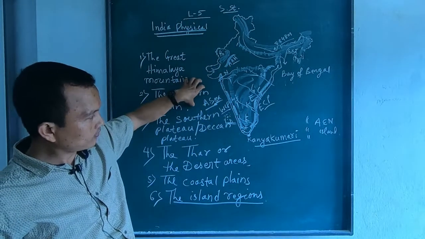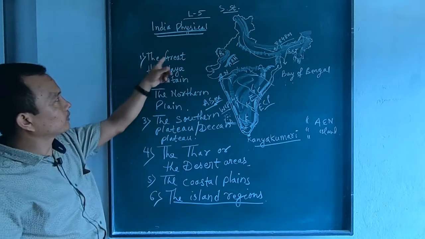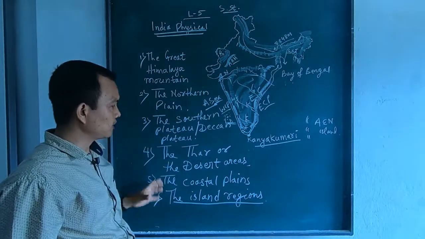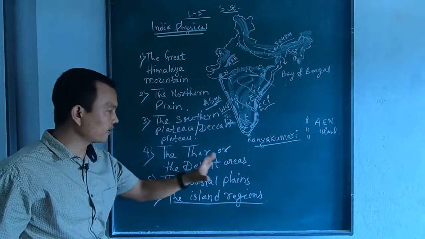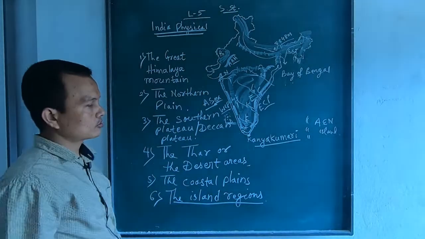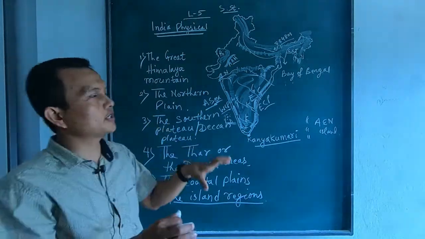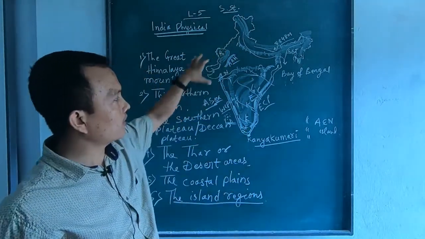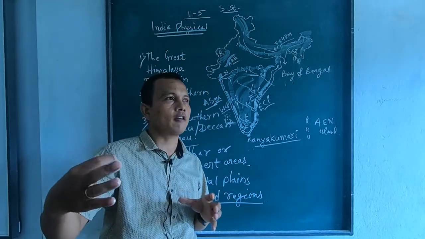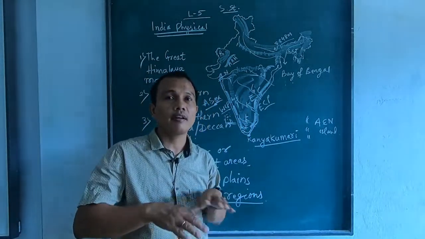So as of now, try to remember these few points which I have mentioned: the Great Himalaya Mountains, the Northern Plain, the Southern Plateau or the Deccan Plateau, the Thar Desert or the desert areas, the coastal plains and the island regions. These are the physical features found in the entire country. When you move from one region to another, the surface of the land in the country varies.